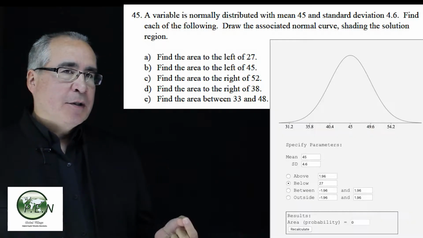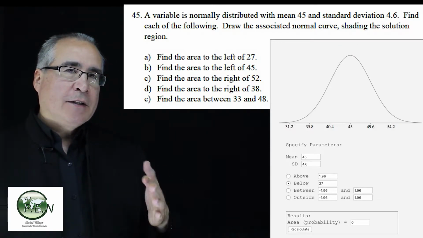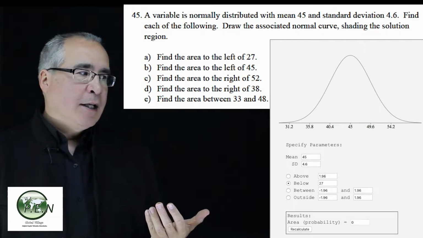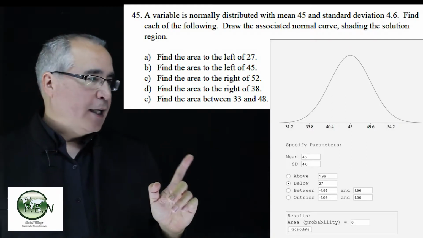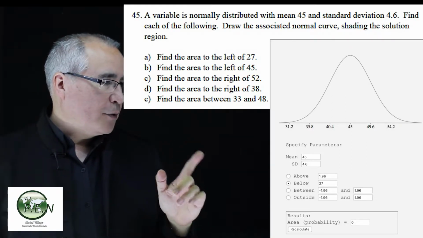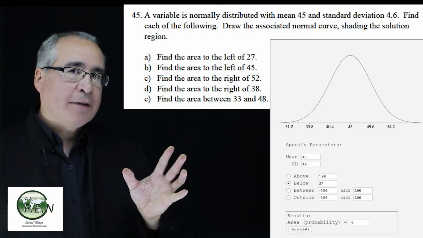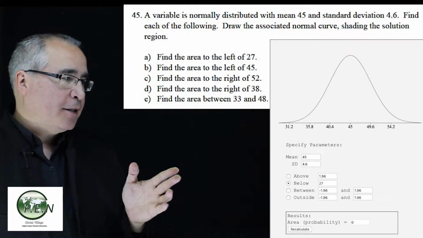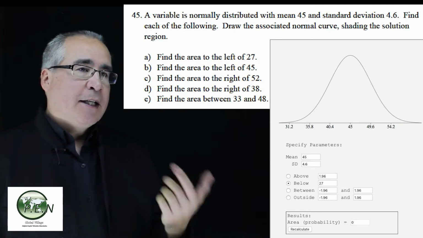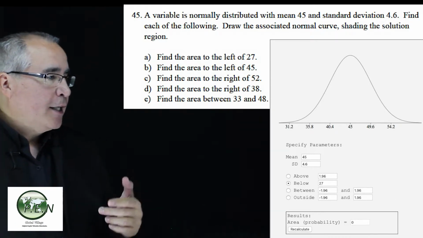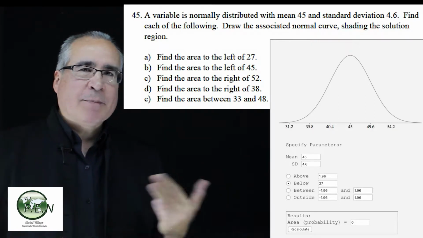We've got a normal distribution, a mean of 45, a standard deviation of 4.6. So what I've done is I've gone into the online calculator, and you'll see here I've got the mean and the standard deviation entered in, sorry, 45 and 4.6. So if I want the area to the left of 27, I have to come down on the calculator. I click the button for below, because to the left is below the mean. Enter the number 27, hit recalculate, and we get a value of 0. There's 0%. There's not much at all.